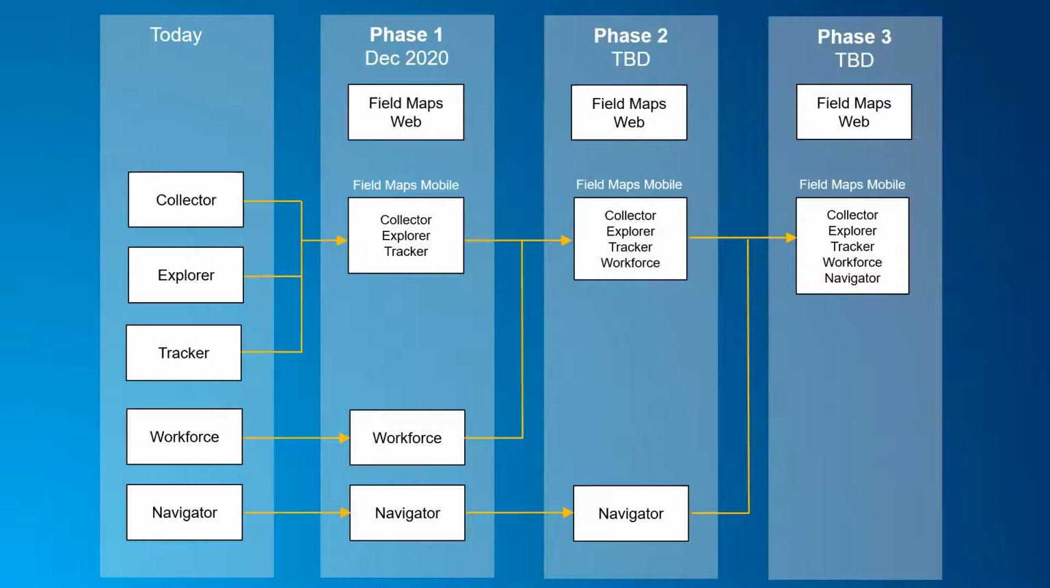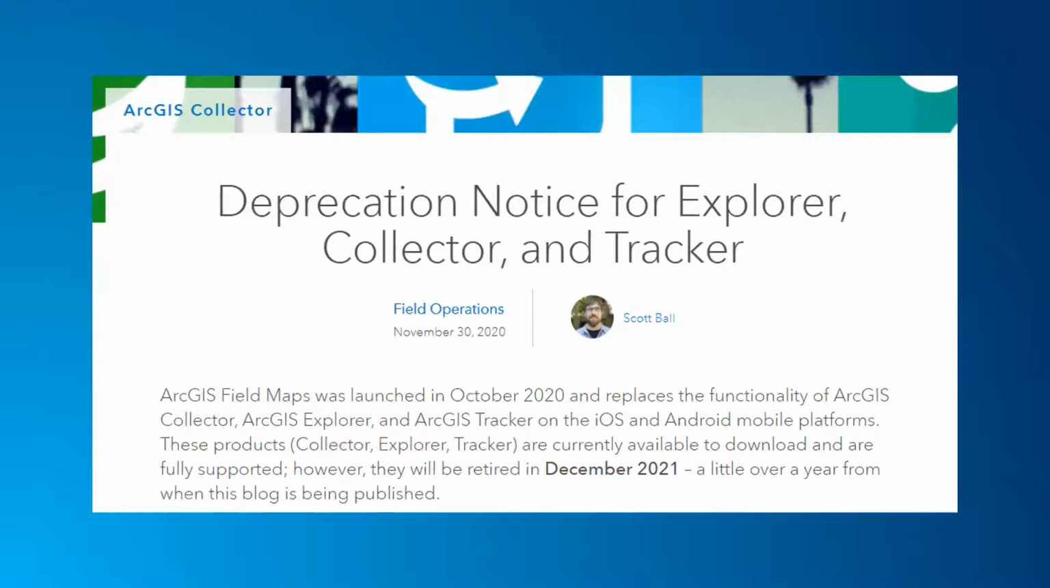And I also wanted to bring this up because this was put out last year, around the November 30th time frame. We are going to be deprecating Explorer, Collector, and Tracker as of December 2021. These applications are not going to be available for download from any of the stores, like the App Store or the Google Store. But if you already have it on your device, it will continue to work. But we strongly encourage everyone to migrate to Field Maps.